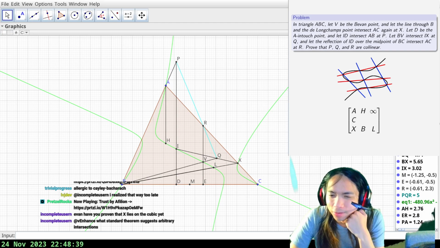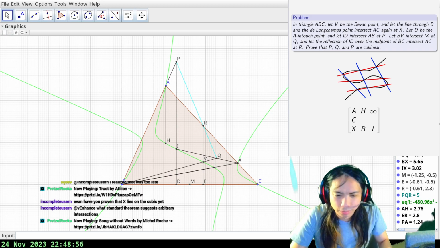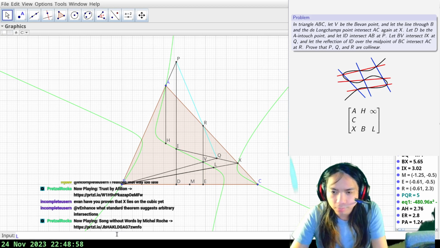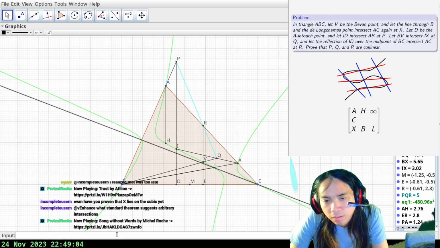Okay, actually, I should just start by trying to prove X lies on here, right? Because that statement is not obvious. From, wait. BLCL. I'm so confused. Oh my lord. Okay, those are not the same point.